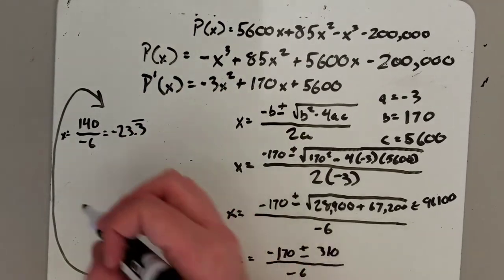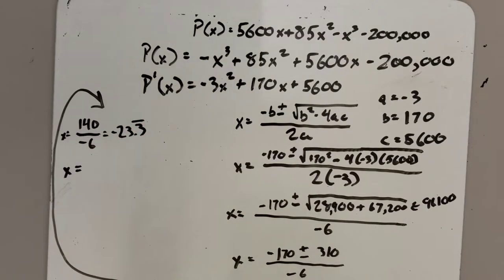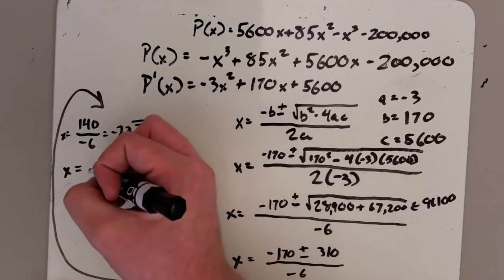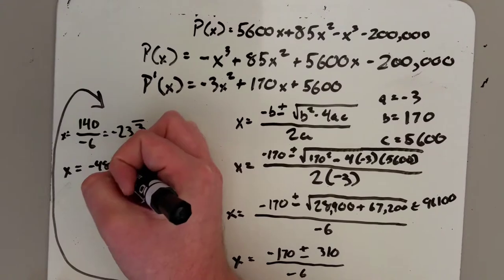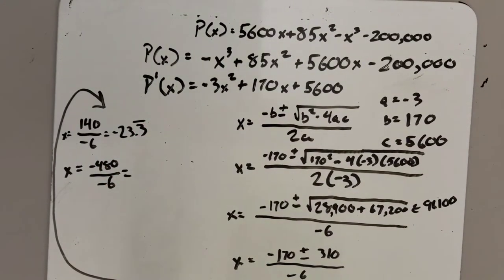23.3. I'm going to have another answer, and that's going to be x is equal to negative 170 minus 310, which would be negative 480 over negative 6, which is going to equal 80.